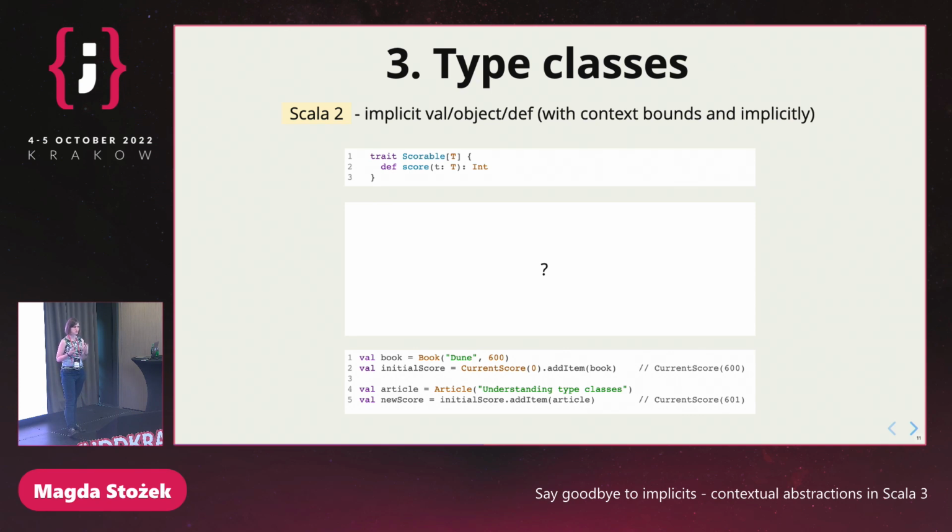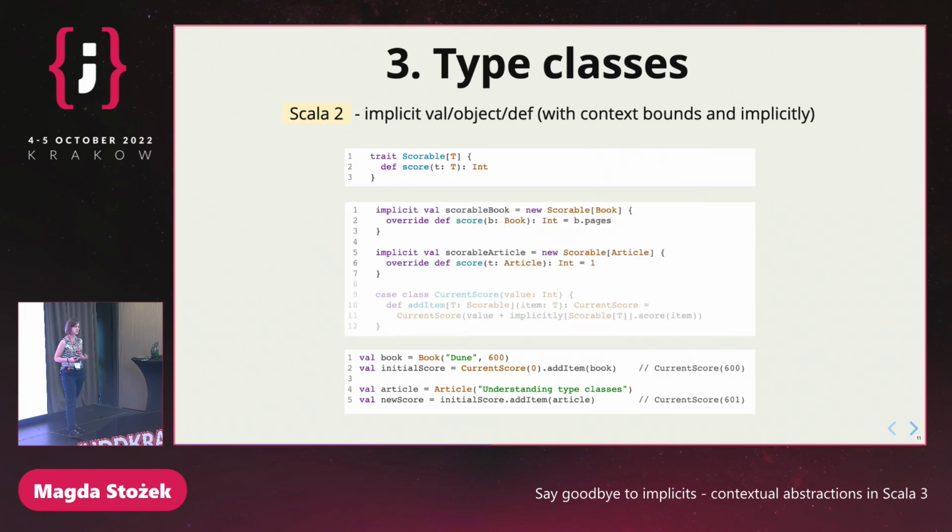So what you do is you define a trait. Note that this is still Scala 2. So you define a trait, in our case Scorable. It defines the behavior. It is typed by whatever type we want to support here. And there's one method, scoring of that type. And the implementation of the type class is the implementation of the behavior. In Scala 2, you can achieve it with implicit val, object, or def. But generally, it's the implementation of this trait parameterized by our type, and the definition of the score method. For the book, it's the number of pages. For the article, it's one.